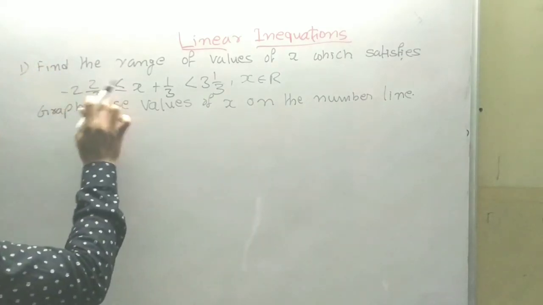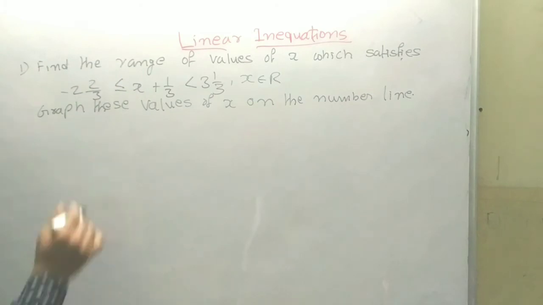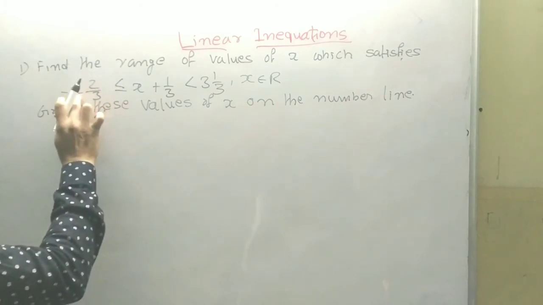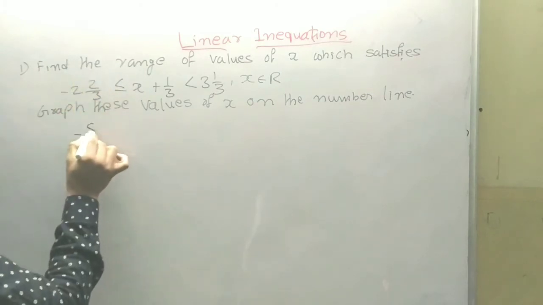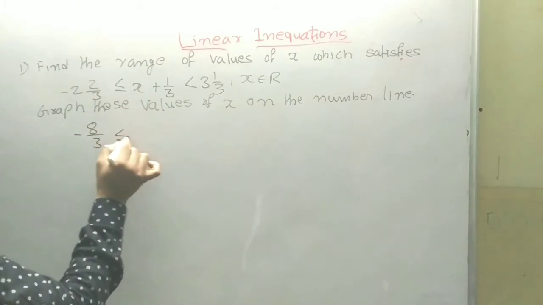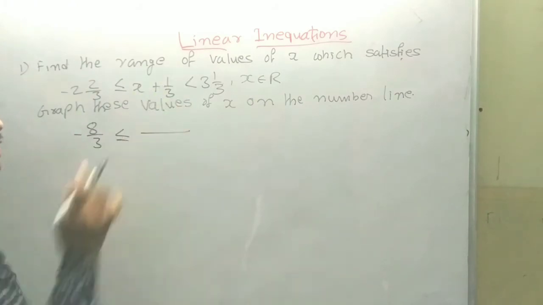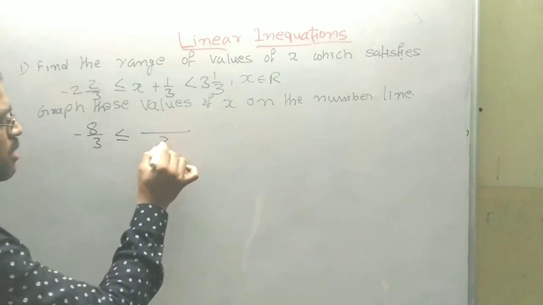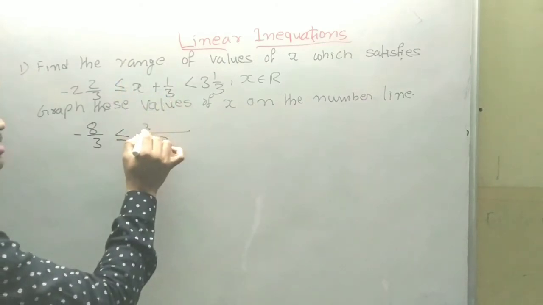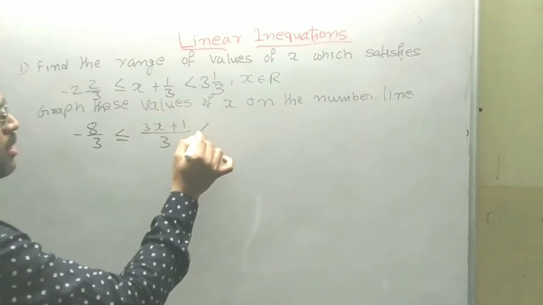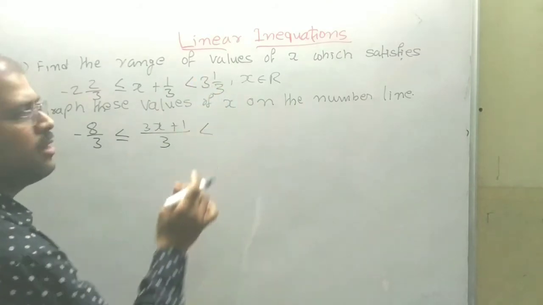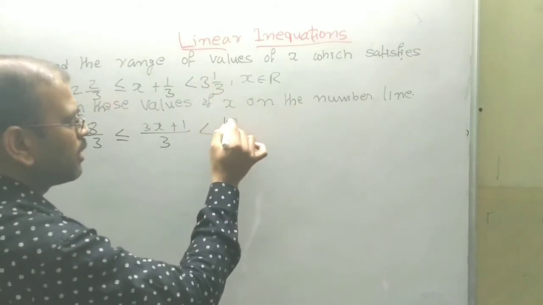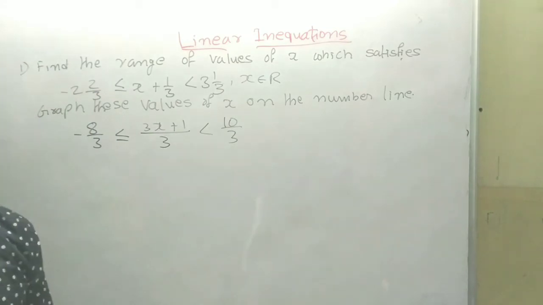Now what is our question? First I will write it as improper fractions. 3 2s are 6, 6 plus 2, minus 8 upon 3 less than or equal to, here I am going to take the LCM. What is the LCM? 3. 3 multiplied by x, 3x plus 1, less than 3 3s are 9, 9 plus 1, 10 upon 3.